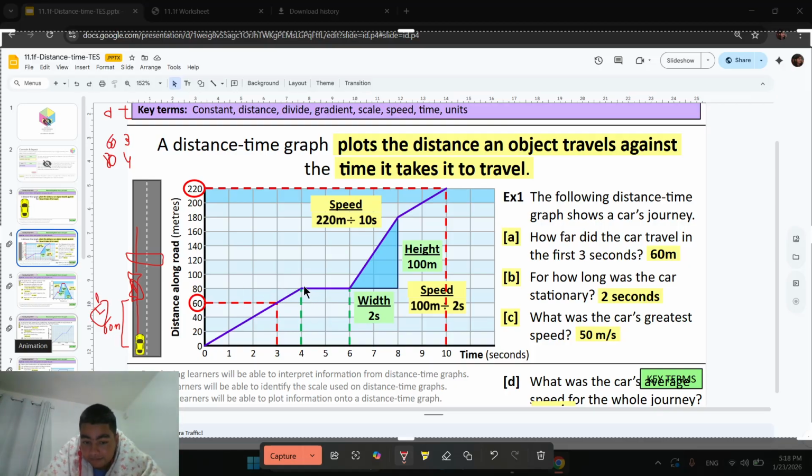So a flat line in a distance time graph represents an object being stationary, like it's not moving forward, right? So as time passes over here, the car is stationary, right? So at 6 seconds, the light turns green, and then the car starts moving again. So at 6 seconds, the car starts moving again along this road.